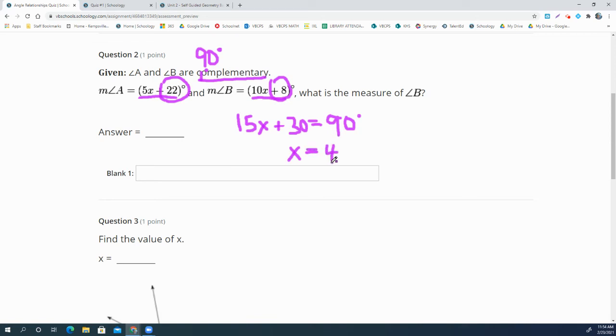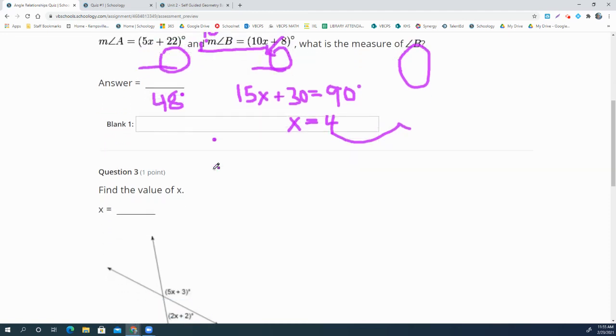Is that my final answer? Why not? I'm seeing some head shaking. I do. So I've got to find this measure of B. So B is right here. I've got to stick that 4 in right there. So 10 times 4 plus 8 is going to be 48. Always go back and reread the question. Okay, that's where a lot of mistakes happen, and that's why I always give you 2 attempts on an assessment.